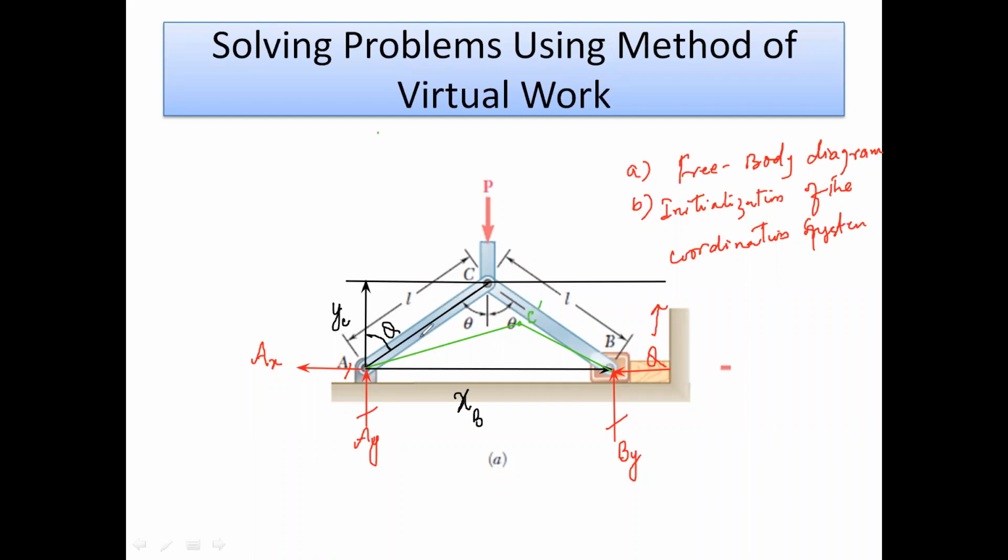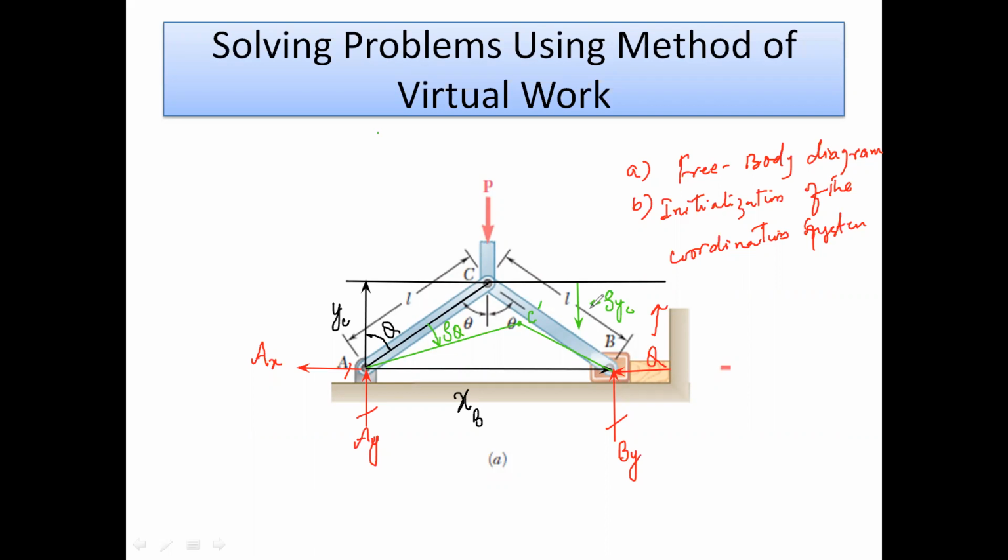And we have moved it slightly by some angle. Let's call this del theta. This is the virtual angle we are moving it. Point C has moved down, since the motion has taken place in the negative y direction. That is, the point of application has moved along, so we'll write this as del YC. These are the virtual displacements that have taken place.